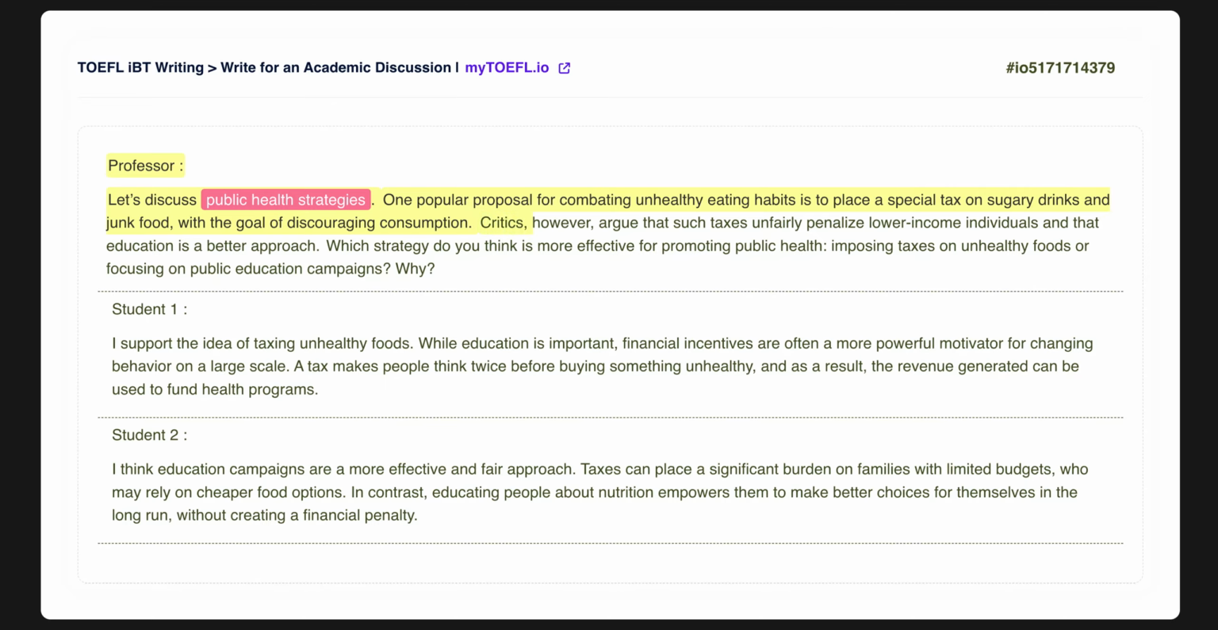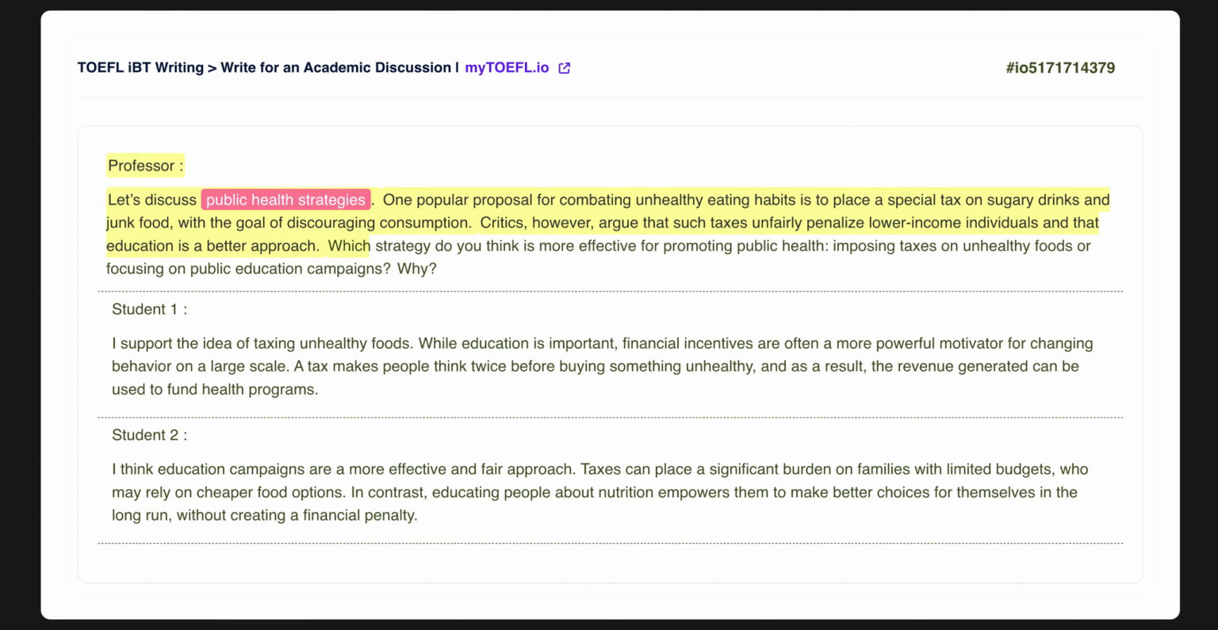Critics, however, argue that such taxes unfairly penalize lower-income individuals, and that education is a better approach. The professor presents the other side, using the word critics. They suggest that taxes might unfairly penalize certain people. Instead, they propose education as a more effective alternative. This gives us two clear options to choose from.